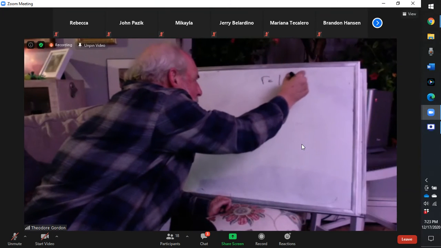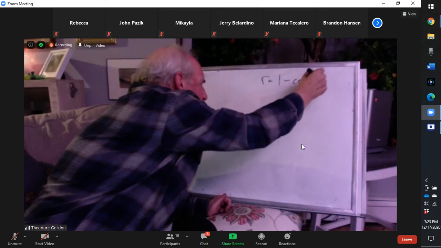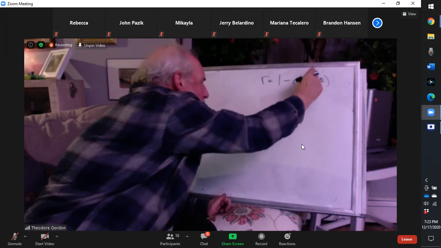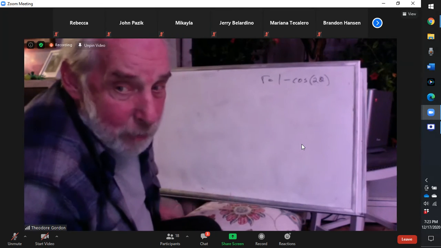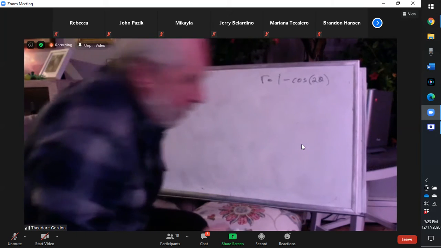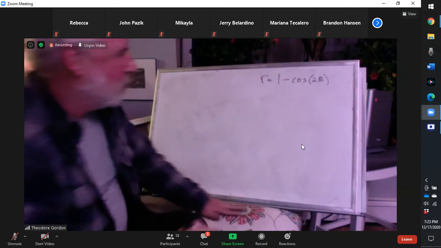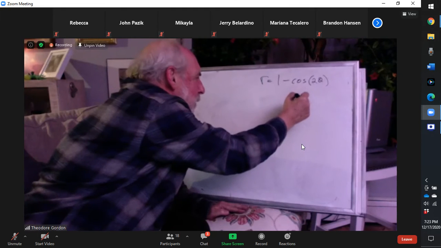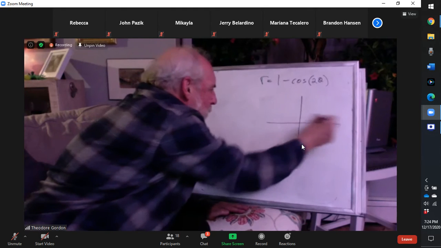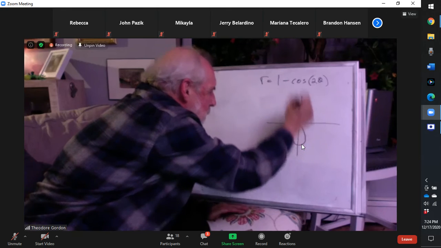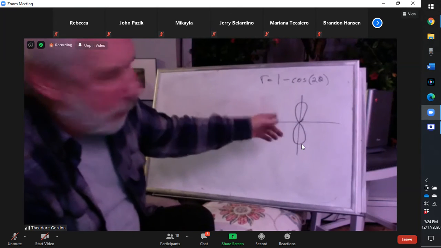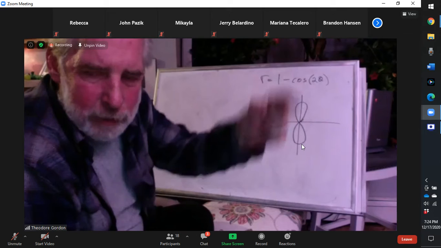So we have r is equal to, let me make sure I write the right thing down, 1 minus cosine of 2 theta. This is actually number 4 in the homework sheet for tonight. It's an even one, but I'm just going to get you started. And here's what this looks like, sort of. Well, not quite. That function graphs a vertical infinity sign.